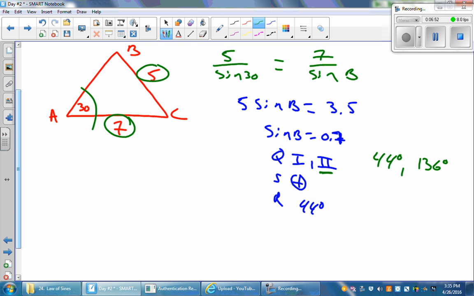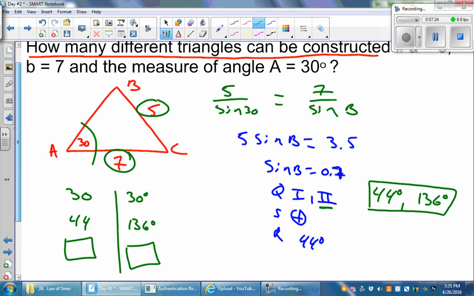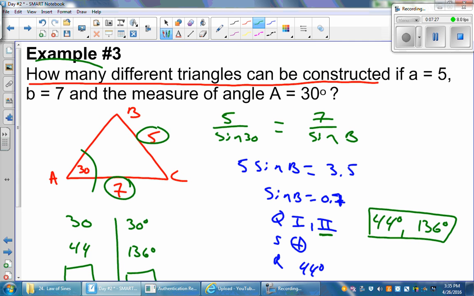Just like I did in the last question, I'm going to make sure that they work. If I have an angle that's 30 and I have an angle that's 44, do I have room for that third angle? The answer, of course, is yes. These two angles, 30 and 44, add together to be 74, so I have plenty of room for that third one. Same thing here. If this angle is 30 degrees, and I just figured out that it's 136 degrees, do I have room for a third angle? Once again, since 30 plus 136 is 166, I do have room for that third angle. Since both of these angles work, the answer to the question, how many distinct triangles, is going to be 2.